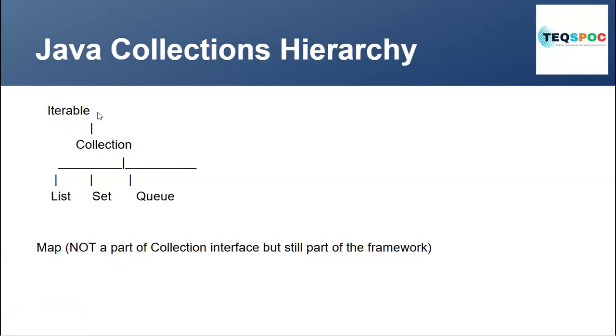Understand? First is Iterable, then Collection, which is an interface, then list, set, and queue, which are also interfaces. Map is not a part of the Collection interface, but it is an integral part of this framework.